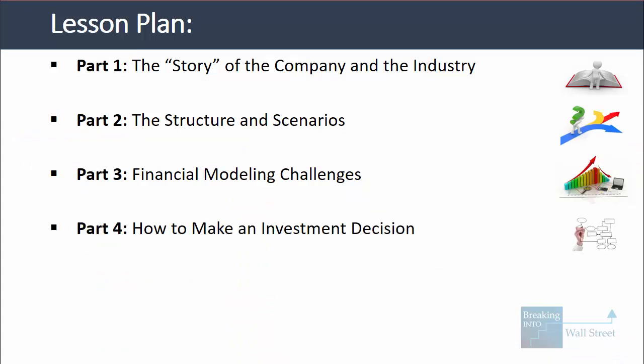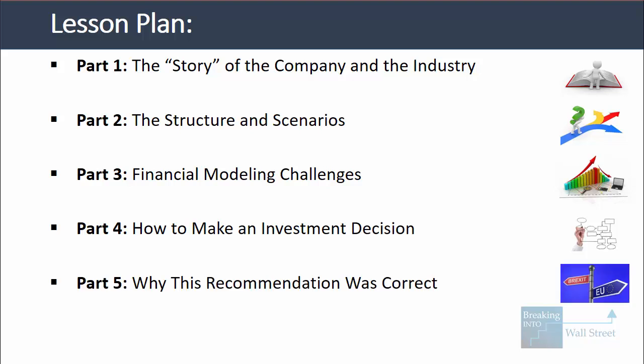Then in part 4, I'm going to walk you through how we actually made an investment decision in this case, and then how we thought about the catalysts and the risk factors associated with it. And then in part 5, I'm going to tell you about why this recommendation was correct. As you can see from the image here, in some cases, your recommendation ends up being correct, but not for the reasons that you originally anticipated. And in this case, since we're dealing with a UK-based bank, the Brexit vote in June of 2016 in the UK had a lot to do with the stock price here going in the direction that we predicted.